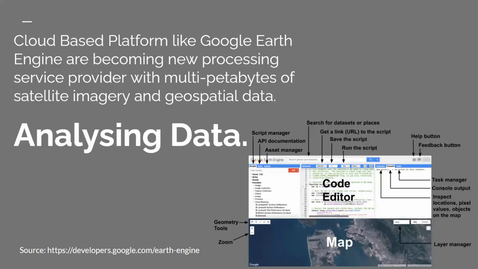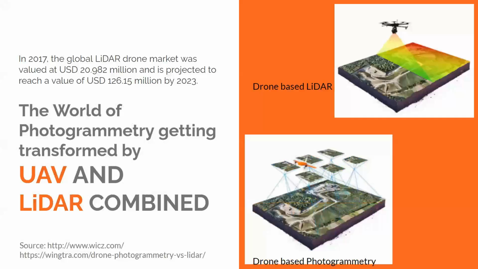Like we have shown here in Google Earth Engine, some important tools are the script manager, API documentation, and asset manager. Then there is search for datasets or places, getting a link with a URL to the script, saving the script, and running the script. We have the help button, feedback button, code editor, geometry tools, zoom, and maps. These are some of the basic features of Google Earth Engine, a cloud-based platform, and it is becoming very popular in recent years in the geospatial domain.